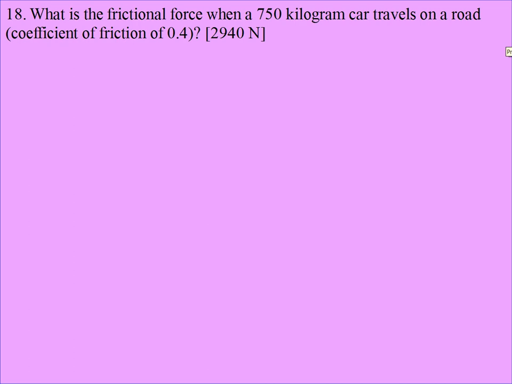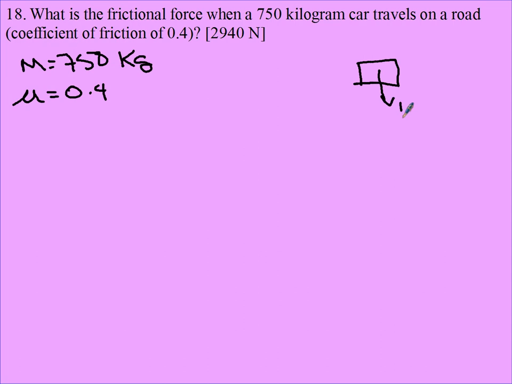Now, what's the frictional force when a 750 kilogram car travels on a road and I have a coefficient of friction of 0.4? Now, it seems like I haven't given you enough information. Let me write down my givens. I've given you the mass, and I've given you the coefficient of friction, mu. Let me draw a free body diagram. I've got Fg going down, I have Fn going up, and then I'm going to have some sort of friction.